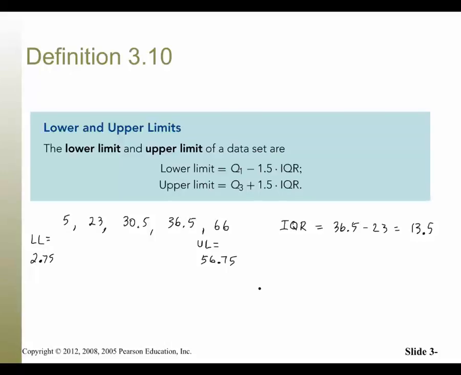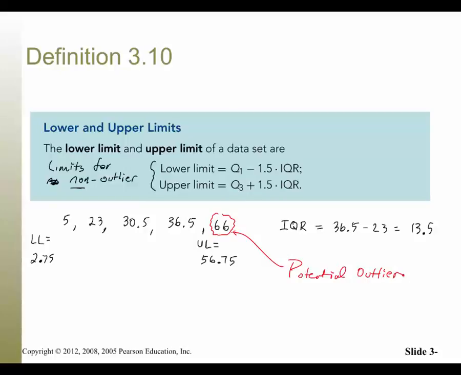What about the 66 then? Potential outlier, okay? So these lower and upper limits are limits for non-outliers. As long as you're within the upper and lower limit, that's not an outlier of the data. But if you're outside those, now we're talking about a potential outlier. So the 66 is a potential outlier.